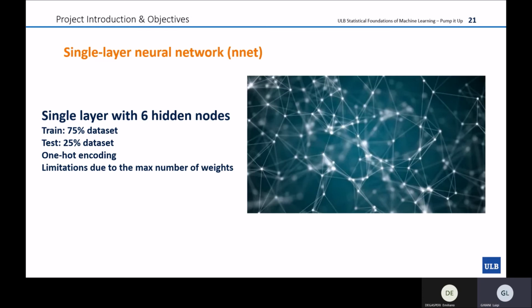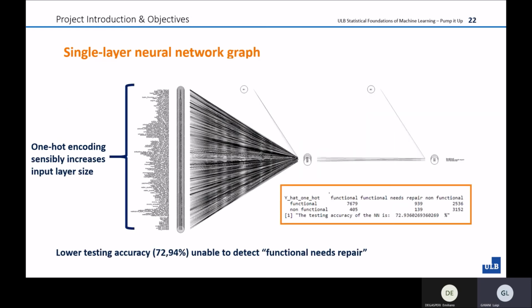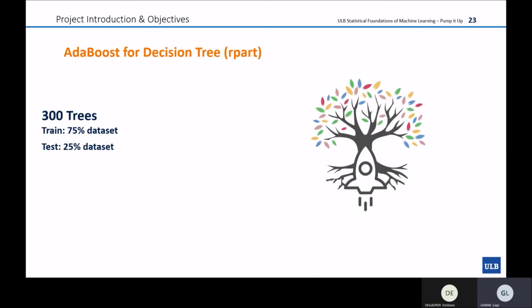We had the limitation with the package nnet for the number of weights. And we did not obtain really successful results in this case. The testing accuracy is lower than the other models. Furthermore, the model is not really able to detect the category functional needs repair. We can see that there is an explosion of the size of the input layer due to the one-hot encoding, while the output layer is composed of the 3 classes that we want to identify.